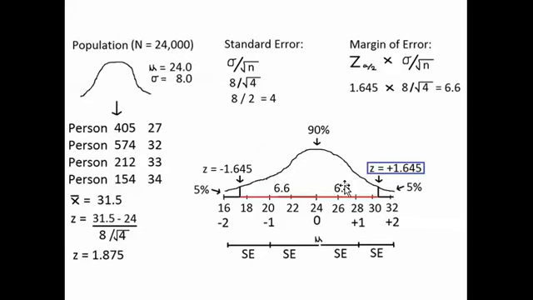Third, this margin of error is telling us that if we kept on randomly selecting more and more samples of 4 people, and we kept on calculating the mean of each one, 90% of the time, the sample mean would fall within 6.6 of the population mean in this middle area. 5% of the time, it would fall more than 6.6 below the population mean out here, and 5% of the time, it would fall more than 6.6 above the population mean out here.